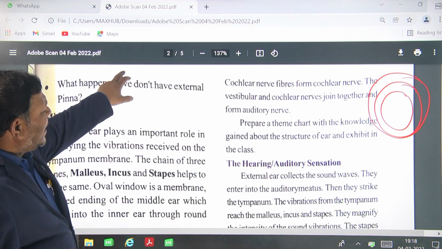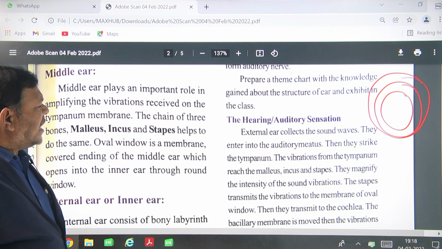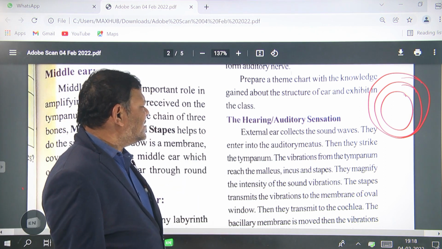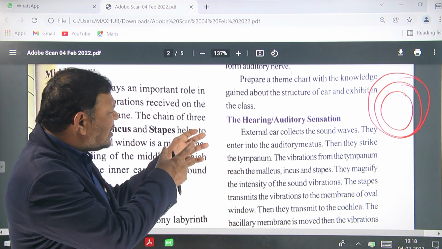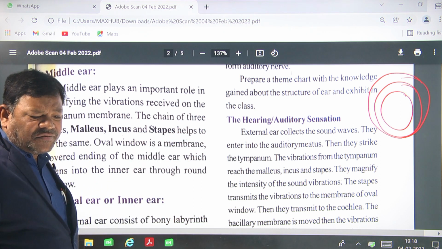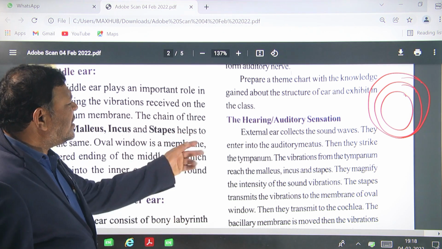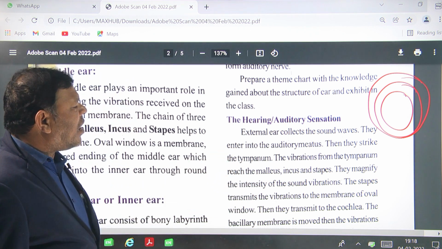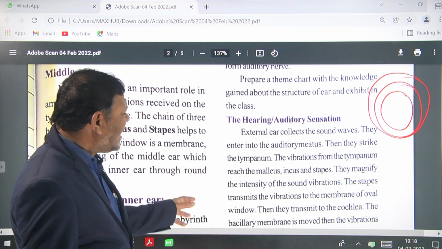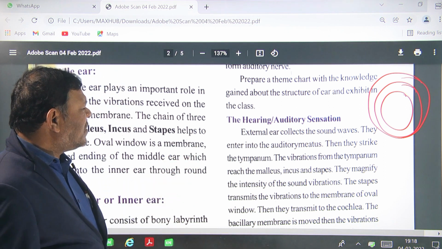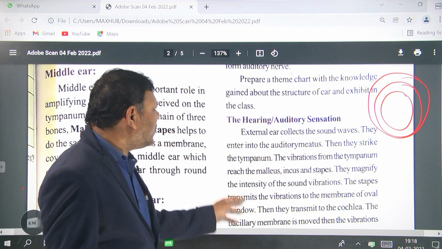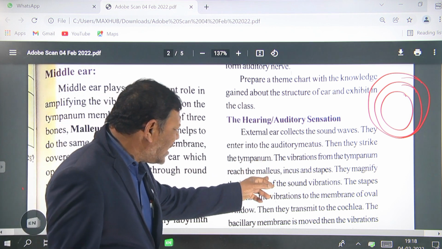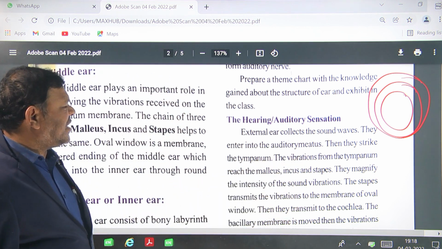In hearing, the auditory sensation, first the external ear collects the sound waves. They enter into the auditory meatus. Then they strike the tympanum.